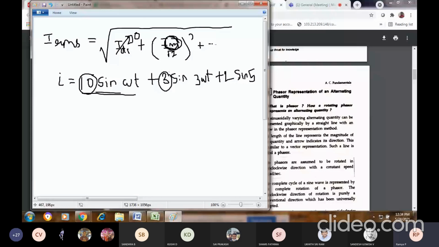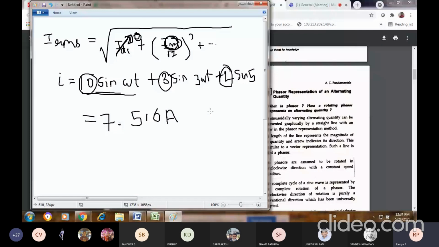So when I substitute IM1 equals 10, IM2 equals 3, and IM3 equals 2 in the above equation, and I am considering IDC equals 0, then I am going to get the total RMS current as 7.516. Yes, ma'am, 7.516 amperes. Are you getting this answer? Yes, ma'am.